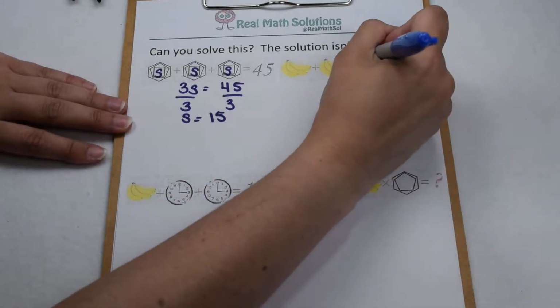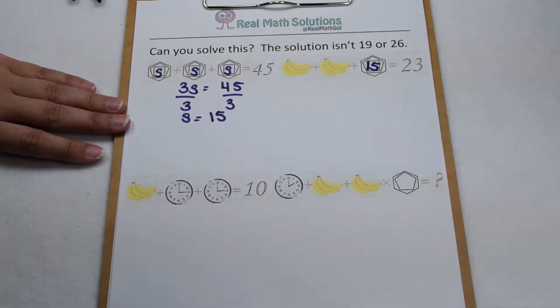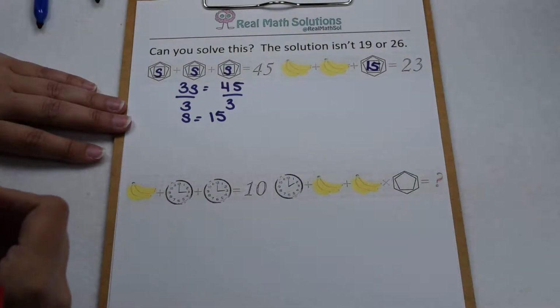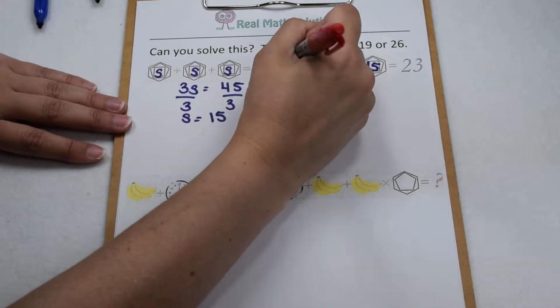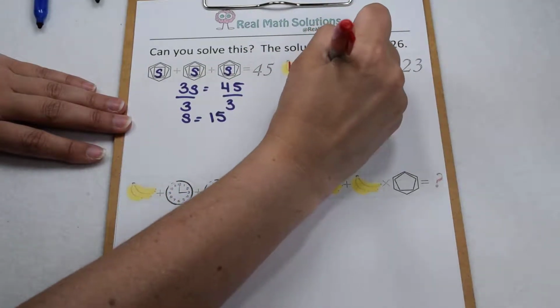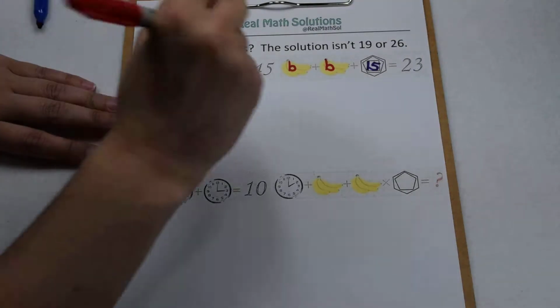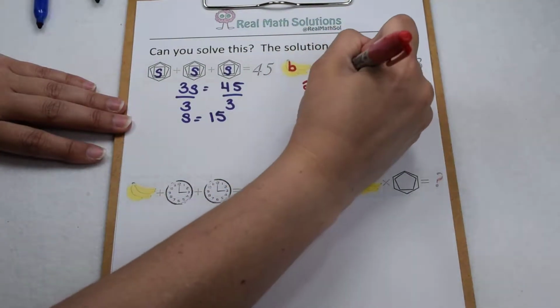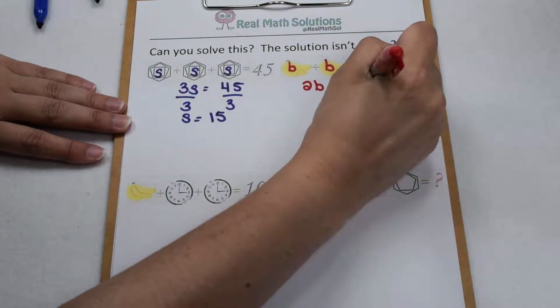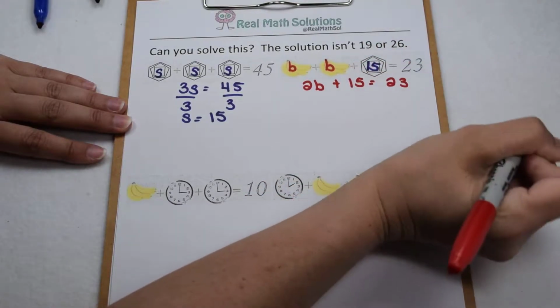So when I come to the second problem, I can go ahead and substitute in 15 for that group of shapes. Plus, I also have two bunches of bananas here. So I'm going to use B to stand for my bunches of bananas. That means I can do 2B plus 15 to give me a total of 23.